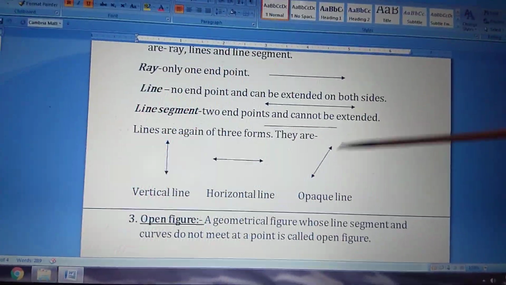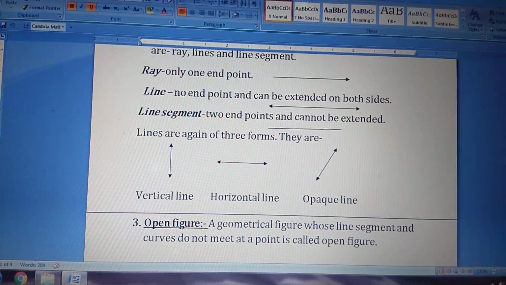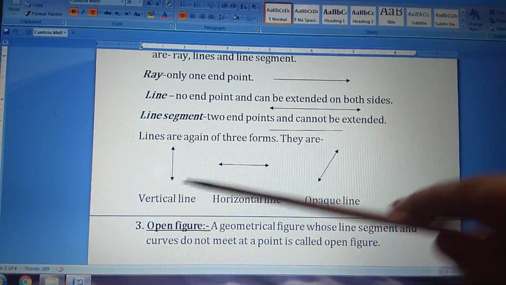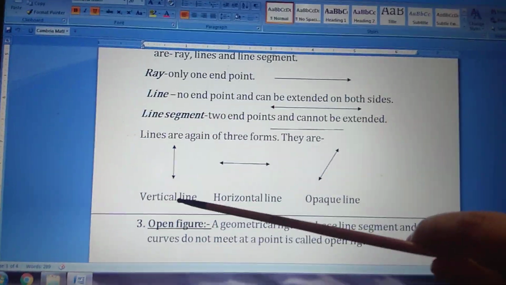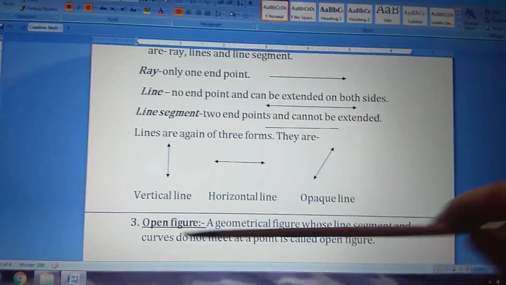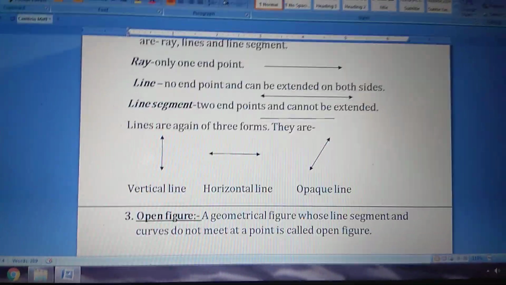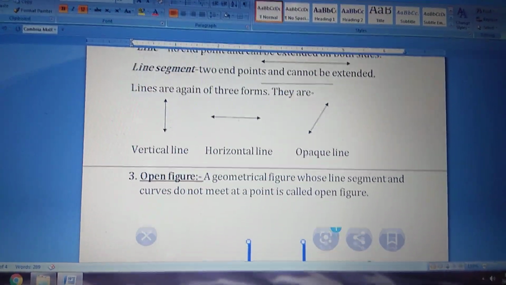And if it is slanted, then it is called oblique line. So lines are again subdivided into three forms: horizontal line, vertical line and oblique line. Okay. Now come to the next point, that is figure.